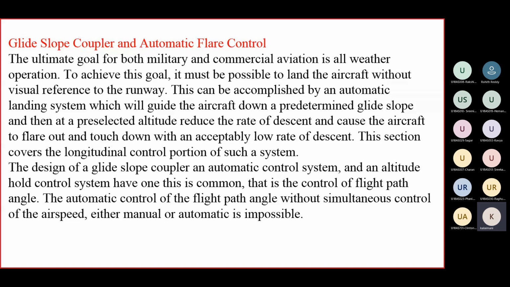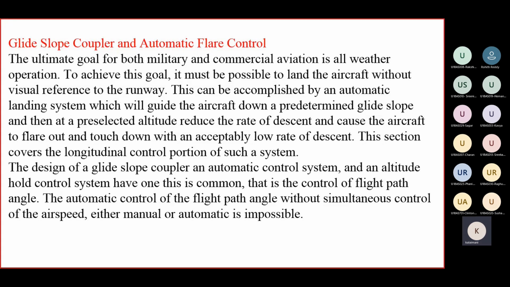The automatic landing system we are using at Chennai airport is the ILS, the instrument landing system. This has three main components. One is the marker beacon, then the glide slope coupler. The glide slope will be located at the end of the runway. It will give the vertical reference to the aircraft, because there is a glide slope receiver located in your aircraft. It will guide your aircraft to the pre-selected altitude.